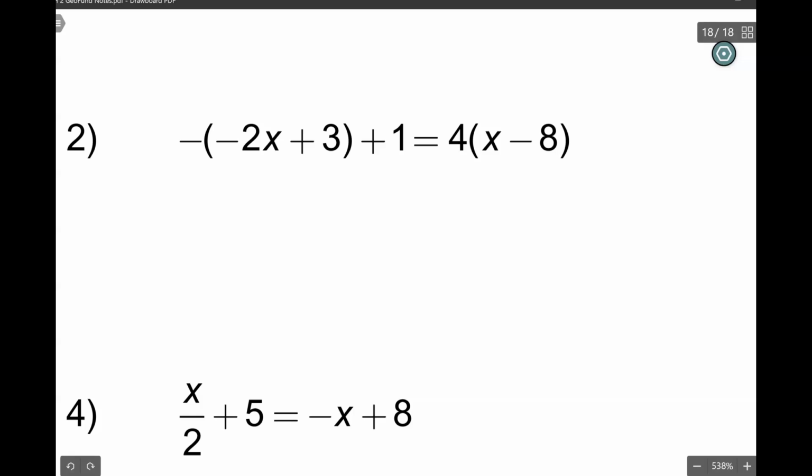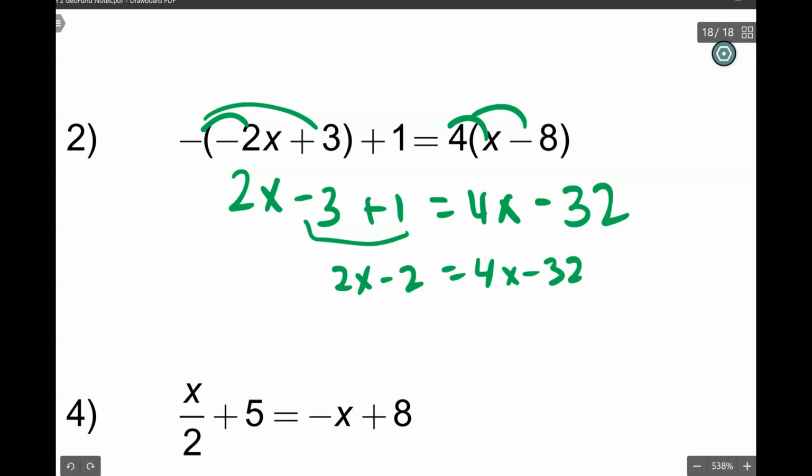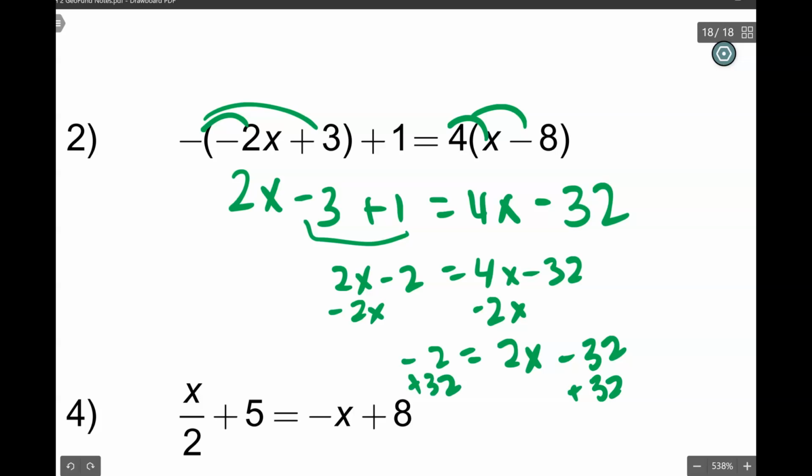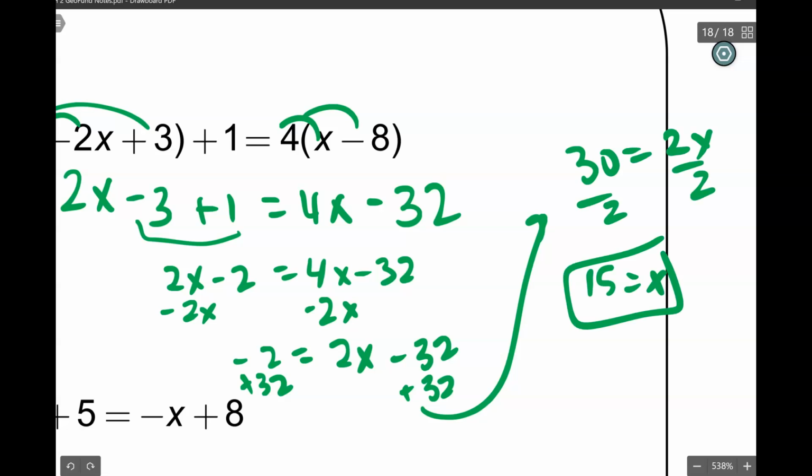Part B, distribute this out. So I have 2x minus 3 plus 1, 4x, and then 4 times 8 is 32, so it's minus 32. Combine like terms. Negative 3 plus 1 is negative 2. Okay, so subtract 2x from both sides. I have negative 2 equals 2x minus 32. Add 32 on both sides. Running out of room, so I'm going to come up here. So I have 30 is equal to 2x. We divide by 2 on both sides. You get x is equal to 15.